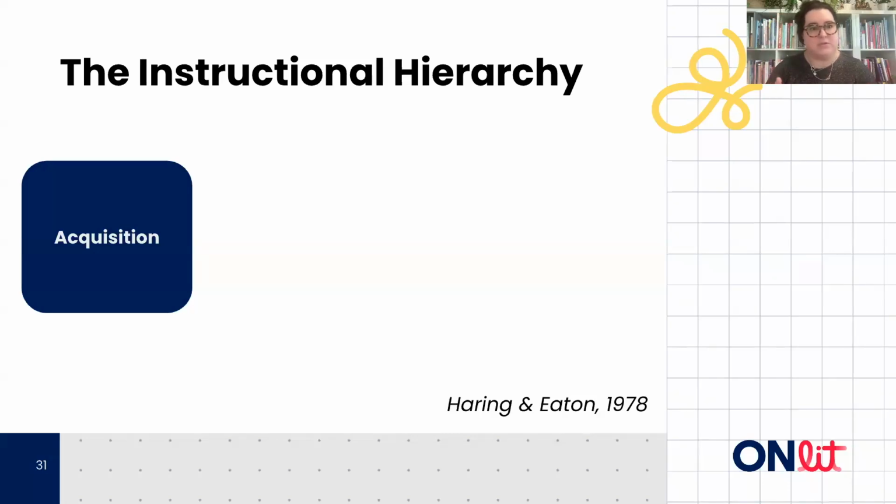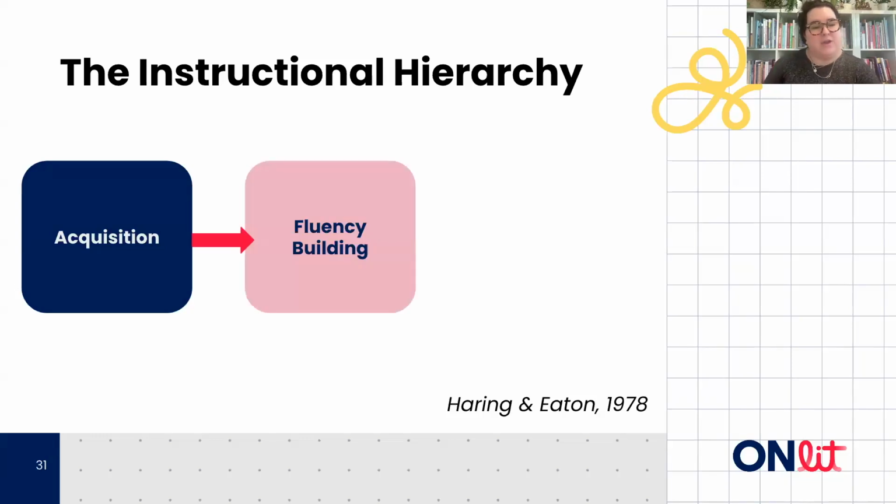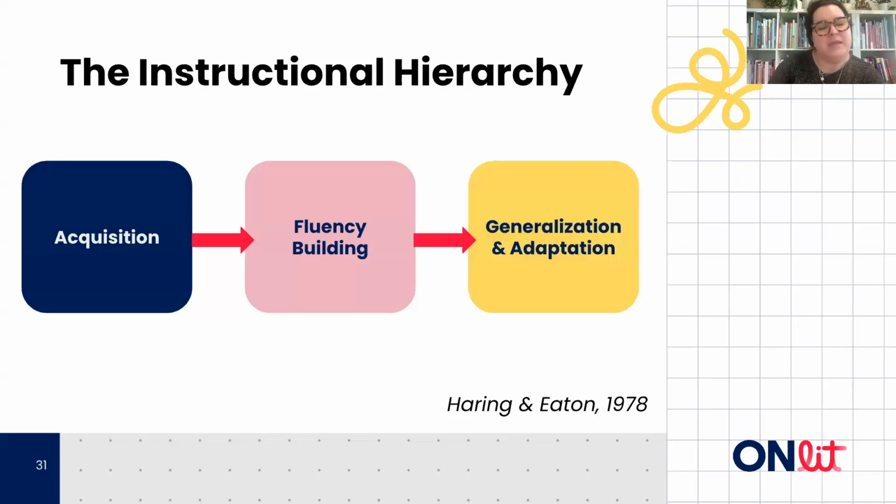So thinking about our students, this acquisition phase is when we're teaching something brand new and we really just want them to build accuracy with it. With accuracy in place, though, this instructional hierarchy then shifts to fluency building, right? Once we have a skill that we are accurate with, we then need to be automatic and fluent with it, to be able to do it quickly and accurately. And that's the next phase of the instructional hierarchy.